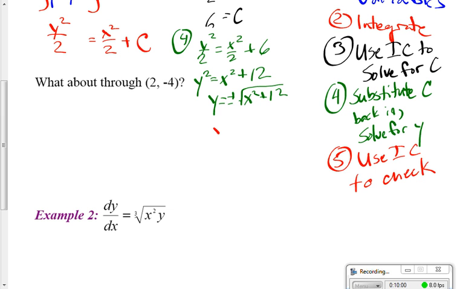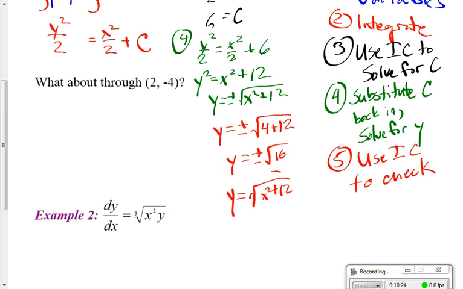It gives me x equals 2, so I'm going to put in x equals 2, and I'm going to find out which one of these operations gives me positive 4. Which one gives me positive 4? The plus in front of the square root. So the particular solution for the first one is y equals the square root of x squared plus 12. Okay?